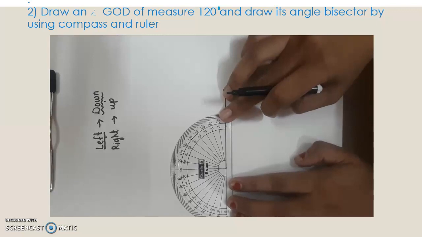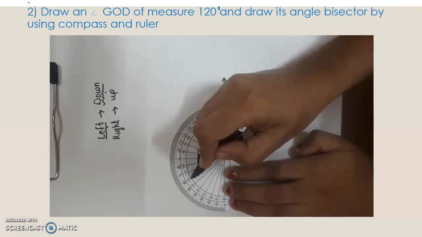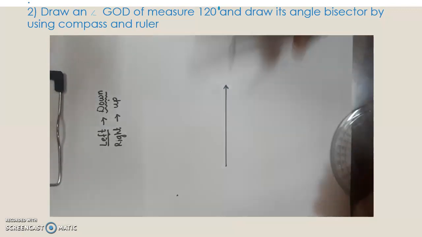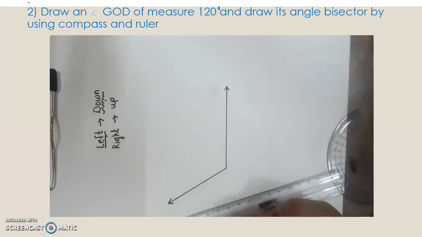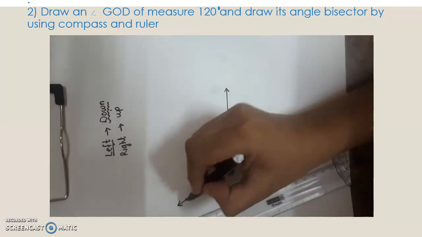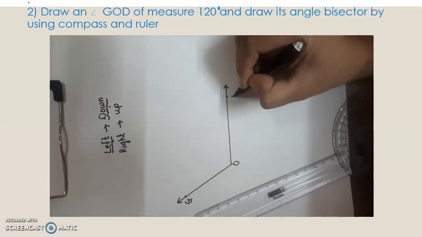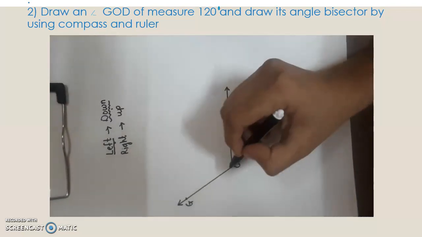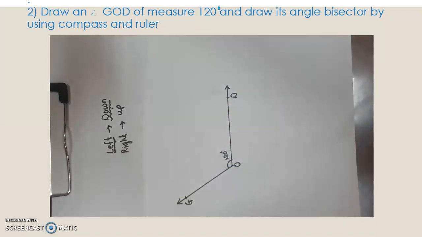So we will adjust the protractor properly on the ray and we will see down where it is 120, and we will draw one angle whose measure is 120 degrees. So our angle is ready. Now as the name of the angle is given in the question, GOD, we will write the name GOD. Now our angle is done. Now as the measure is given as 120, we will write and mention that our angle is 120 degrees. Now one part of the construction is done.